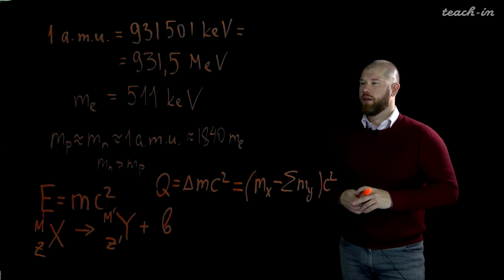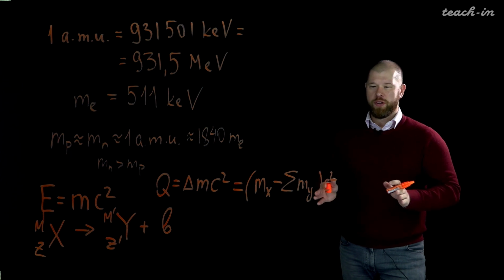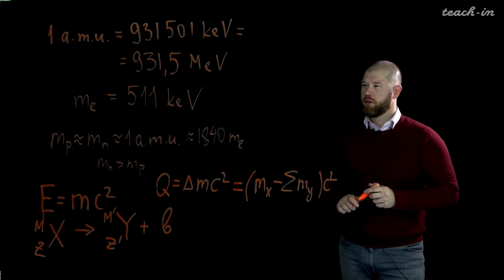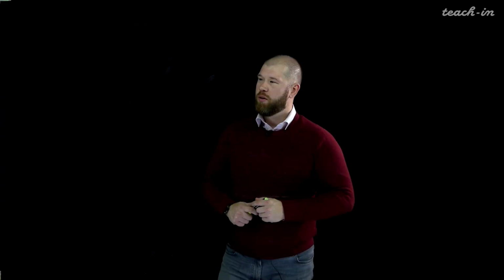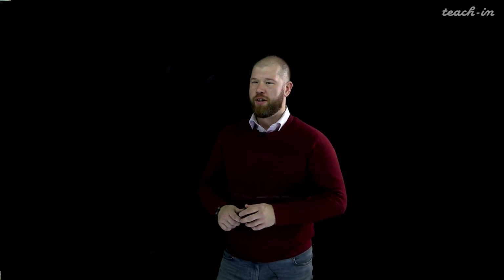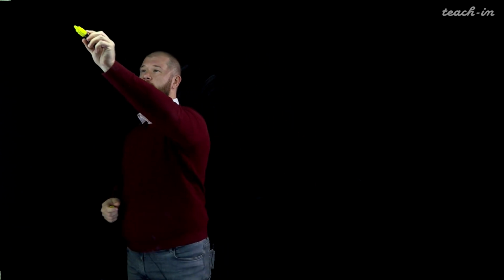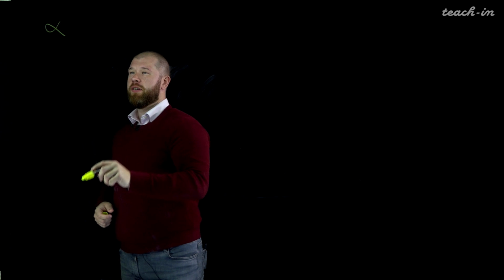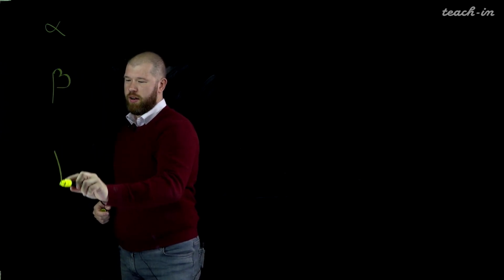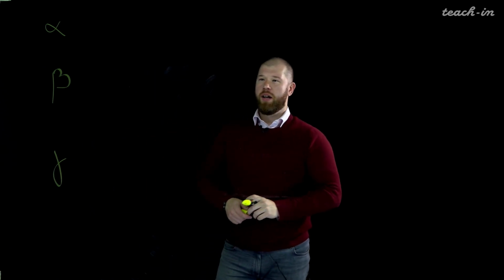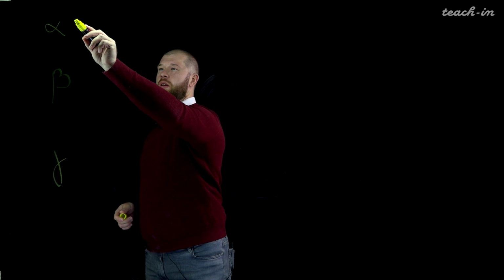And now we will talk a bit about different types of decays. So I need to clean this board. Now about the different types of decay. We will talk about alpha decay, beta decay, and gamma.